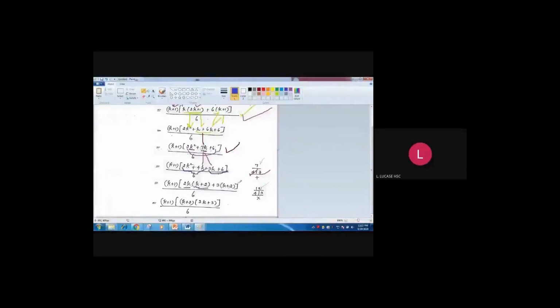Okay. So now it is k plus 1 and from the two terms, these two terms, what are the terms here? This is one term we are having. This is another term. So from these two terms, which is common? K plus 2 is common. So k plus 2 common, we get 2k plus 3 divided by 6. Okay, my dear students. So in this way, we are having up to this.